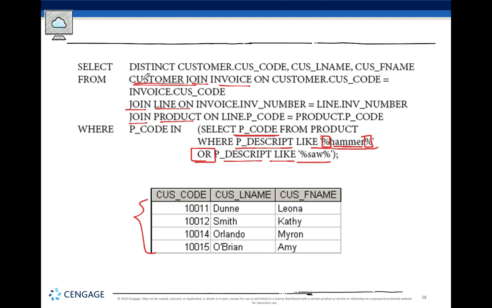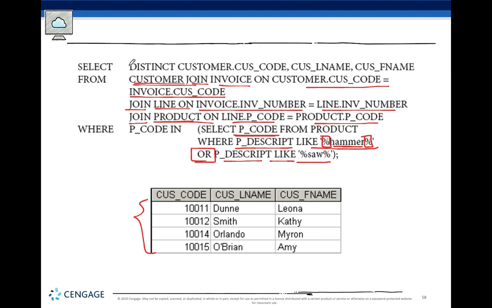So we join customer on invoice, and we join it on the common attribute, that's customer code. We join invoice with line on invoice number, that's the common attribute. And then we join line with product on product code. That's the common attribute between line and product.